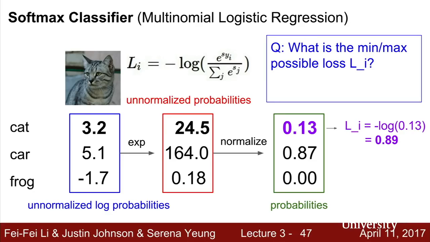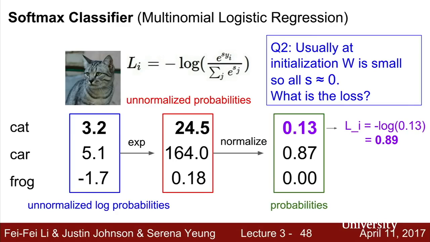Suppose we had 0 probability mass on the correct class. Then you would have minus log of 0. Log of 0 is minus infinity, so minus log of 0 would be plus infinity. That's really bad. But again, you'll never really get here, because the only way the probability can be 0 is if e to the correct class score is 0, and that can only happen if the correct class score is minus infinity. So again, you'll never actually reach these minimum and maximum values with finite precision.